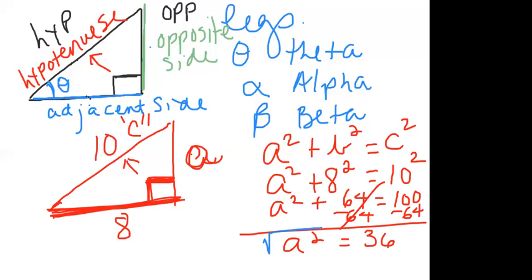So you want to take the square root of both sides in order to calculate the value of A. So you arrive at a value of 6 units. So the A value is 6, okay? Questions? All right, so I'm gonna keep going, guys.